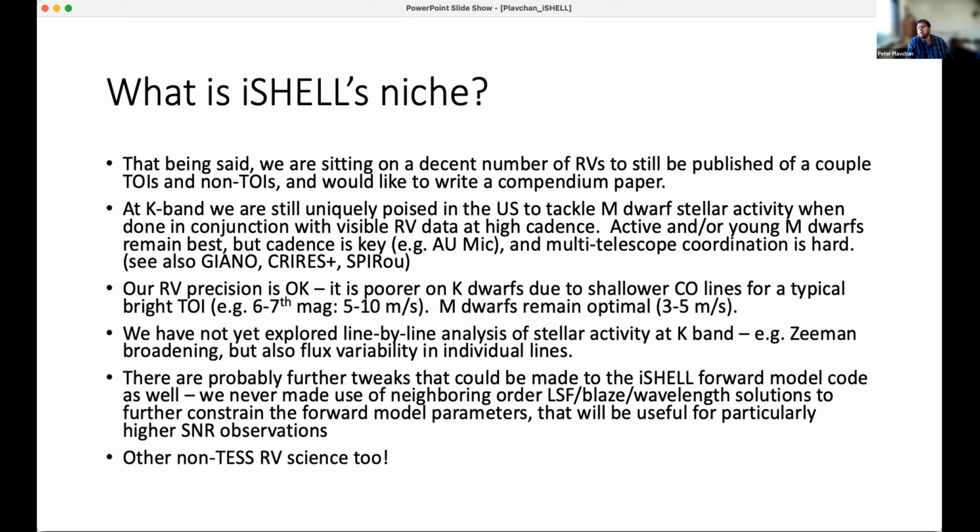to tackle M-dwarf stellar activity when done in conjunction with visible RVs, but that could be hard to schedule, multi-telescope coordination. So I'm hoping NEID and some of the other facilities here can do a good job of that. But I think we have a very powerful technique in distinguishing stellar activity from planet signals by doing this very long wavelength lever arm.